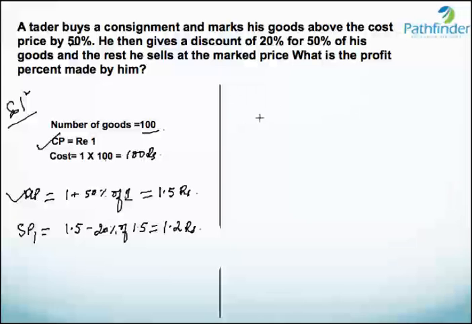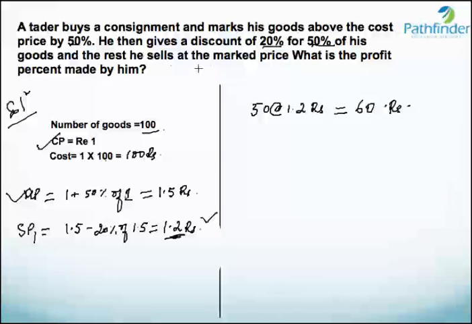So now let us quickly jot that down. The trader sells 50% of his goods at a discount of 20%, that means at 1.2 rupees per unit. So 50% of 100 is 50 items, and 50 items at 1.2 rupees gives you 60 rupees.